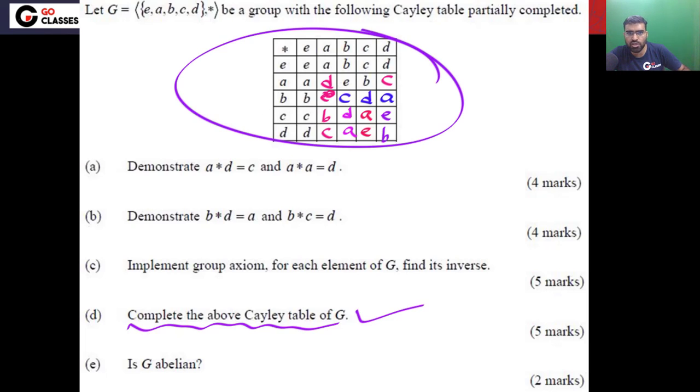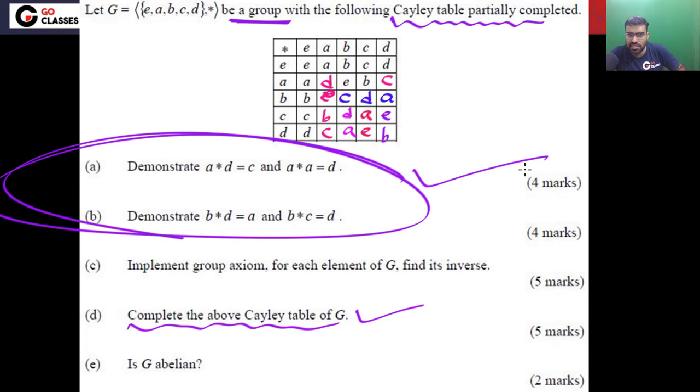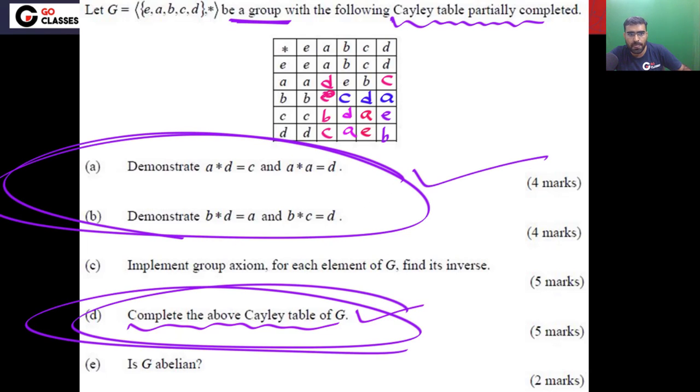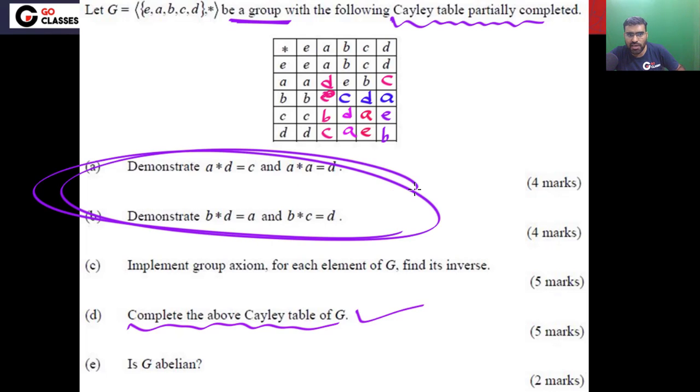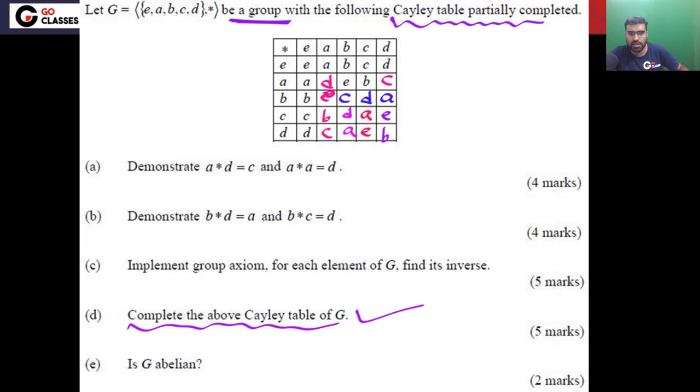I hope you enjoyed this question. This is a very nice question, let me tell you. In the GATE exam, they can give you this Cayley table partially completed, and then they can ask you these questions. So before answering these questions, first you have to fill it. Okay, so now let's see.